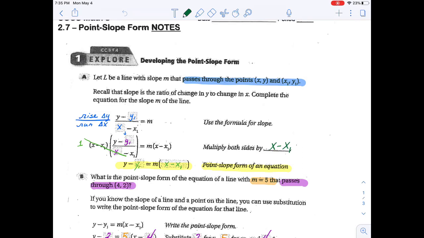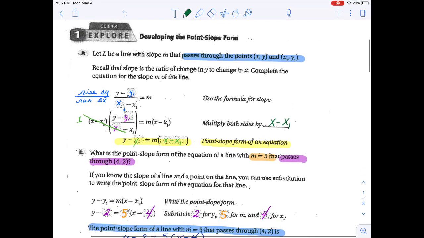Slope-intercept form uses the slope and where that line crosses the y-axis. Point-slope form is using the slope, but it's using a point that is on the line, not where it crosses the y-axis. So the beginning part, I've written it all out for you. We're going to look at it in class, and it basically is proving what that formula is.